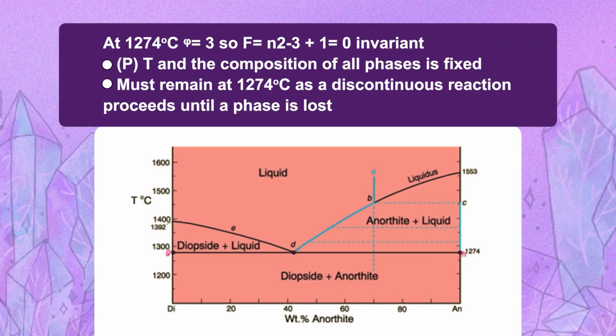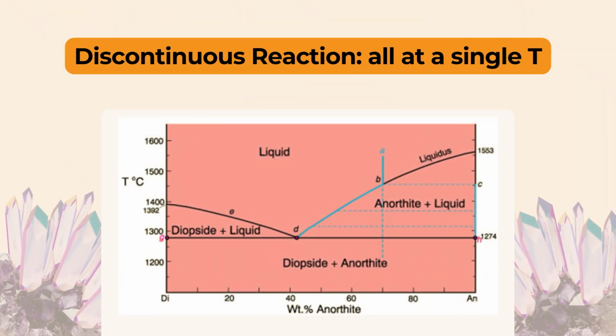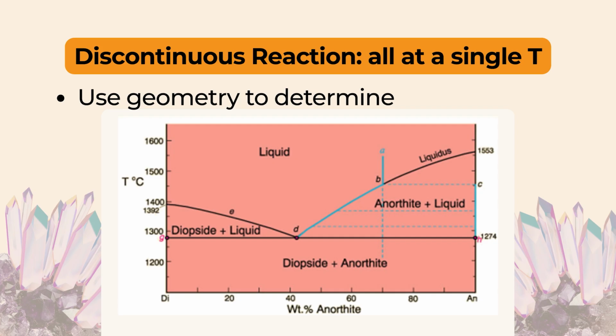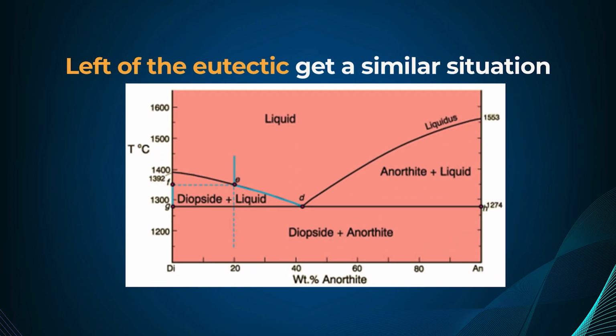Now further lowering the temperature to 1274 degrees centigrade, phi equals 3. So F equals N2 minus 3 plus 1 equals 0, an invariant point. That point is invariant. P, T and composition of all phases is fixed. It must remain at 1274 degrees centigrade as a discontinuous reaction proceeds until a phase is lost. Discontinuous reaction, all at a single temperature. Use geometry to determine. Let us see, left of the eutectic we get a similar situation.